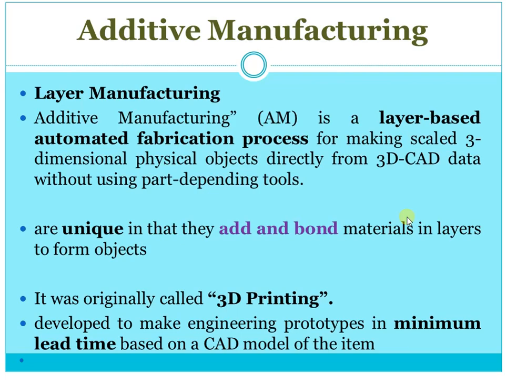It does not require any tool to manufacture the part in additive manufacturing. For example, if you want to make a threading operation on any part, there is no need to use a threading tool. If you want to make a knurling operation on the part, there is no need to use a knurling tool. Additive manufacturing is unique because in it they add and bond materials in layers to form objects.